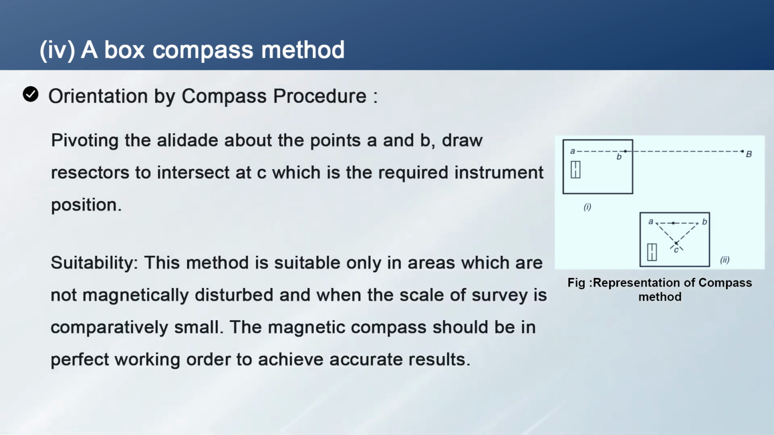Suitability of the compass method. This method is suitable only in areas which are not magnetically disturbed and when the scale of the survey is comparatively small. The magnetic compass should be in perfect working order to achieve accurate results. You can see in the given figure for the example.